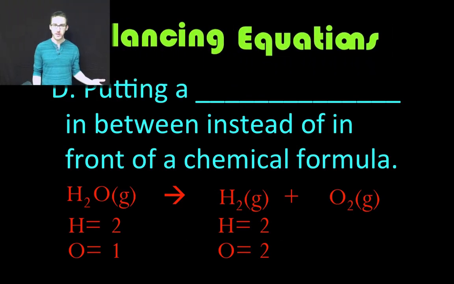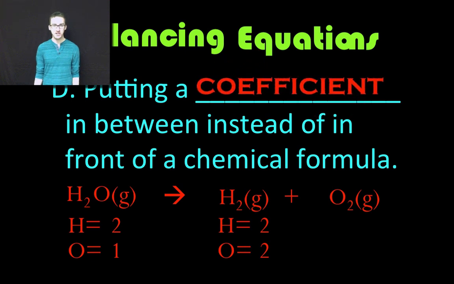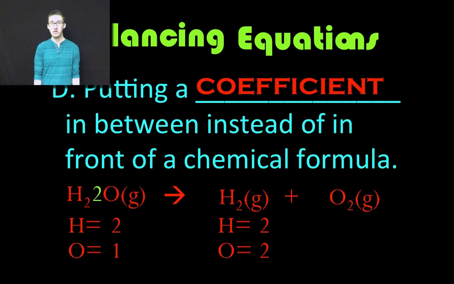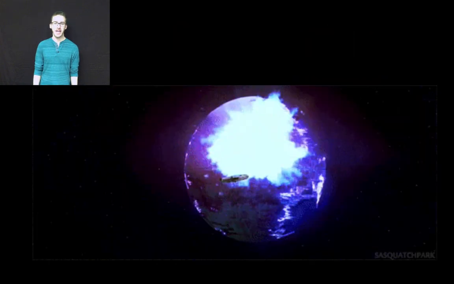Then final common error, students like to put a coefficient in between instead of in front of a chemical formula. That's a Vader move. Don't do it. H2 2 O isn't a thing. Sure, my oxygens are balanced. Boom, my hydrogens are balanced. But H2 2 O does not represent water. Don't do it.